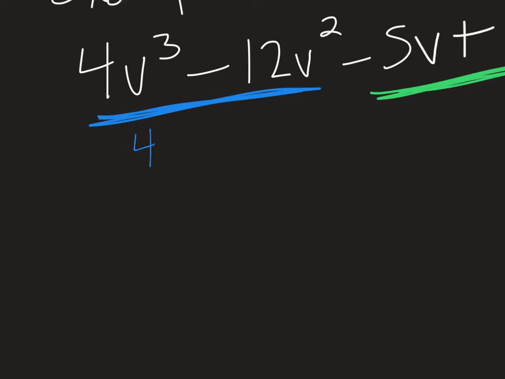And then I see that this term has 3 v's. This term has 2 v's. So what do they have in common? What can I factor out of both of them? That would be a v to the second. So I found the greatest common factor for my blue group.